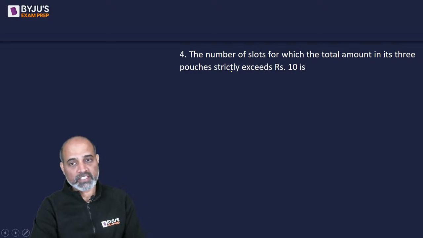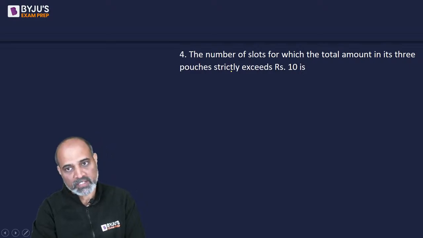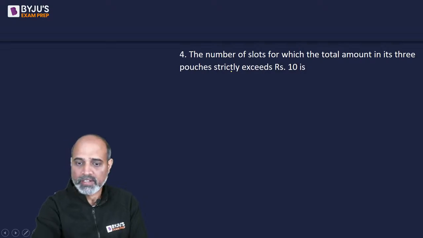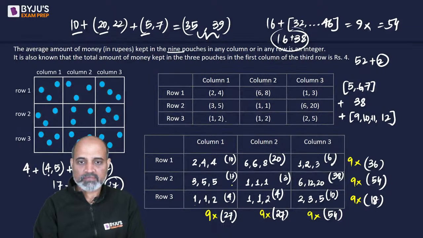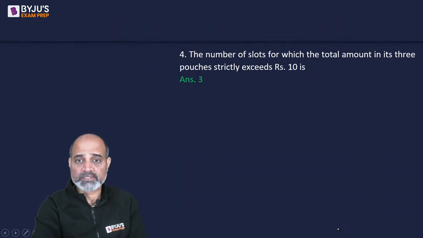Okay, the next, the number of slots for which the total amount in its 3 pouches strictly exceeds rupees 10. When we say exceeds, it means it should be more than 10. 10 is not allowed. So we can see 13, that's 1, 2, 3. There are 3 such places where it exceeds 10.